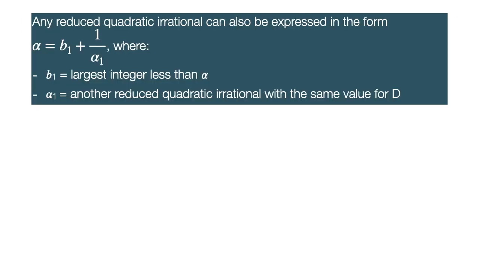Any reduced quadratic irrational can be expressed in the form alpha equals b1 plus 1 over alpha 1, where b1 is the largest integer less than alpha, and alpha 1 is another reduced quadratic irrational with the same value for d. We're going to prove this.